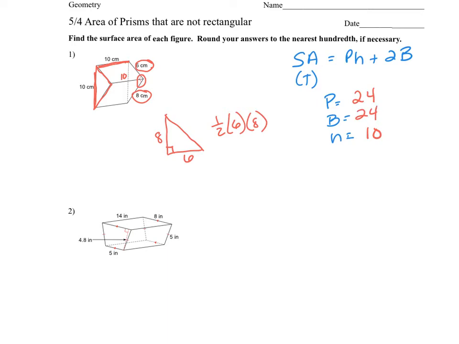And now we put it in the formula. So we have surface area equals perimeter times the height plus 2 times the area of the base. And that gives us 288 square centimeters.